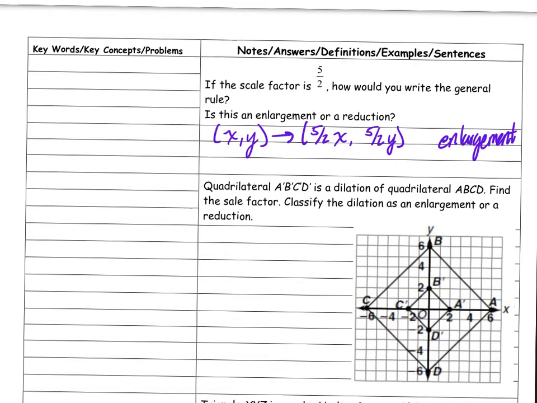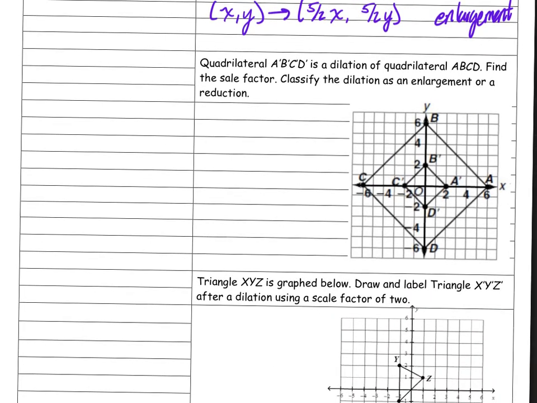In order for it to be a reduction, the top has to be smaller than the bottom. For an enlargement, the top would be bigger than the denominator. So the numerator would be bigger than the denominator. Okay. So quadrilateral A prime, B prime, C prime, D prime is a dilation of quadrilateral A, B, C, D. Find the scale factor and classify the dilation as an enlargement or a reduction.